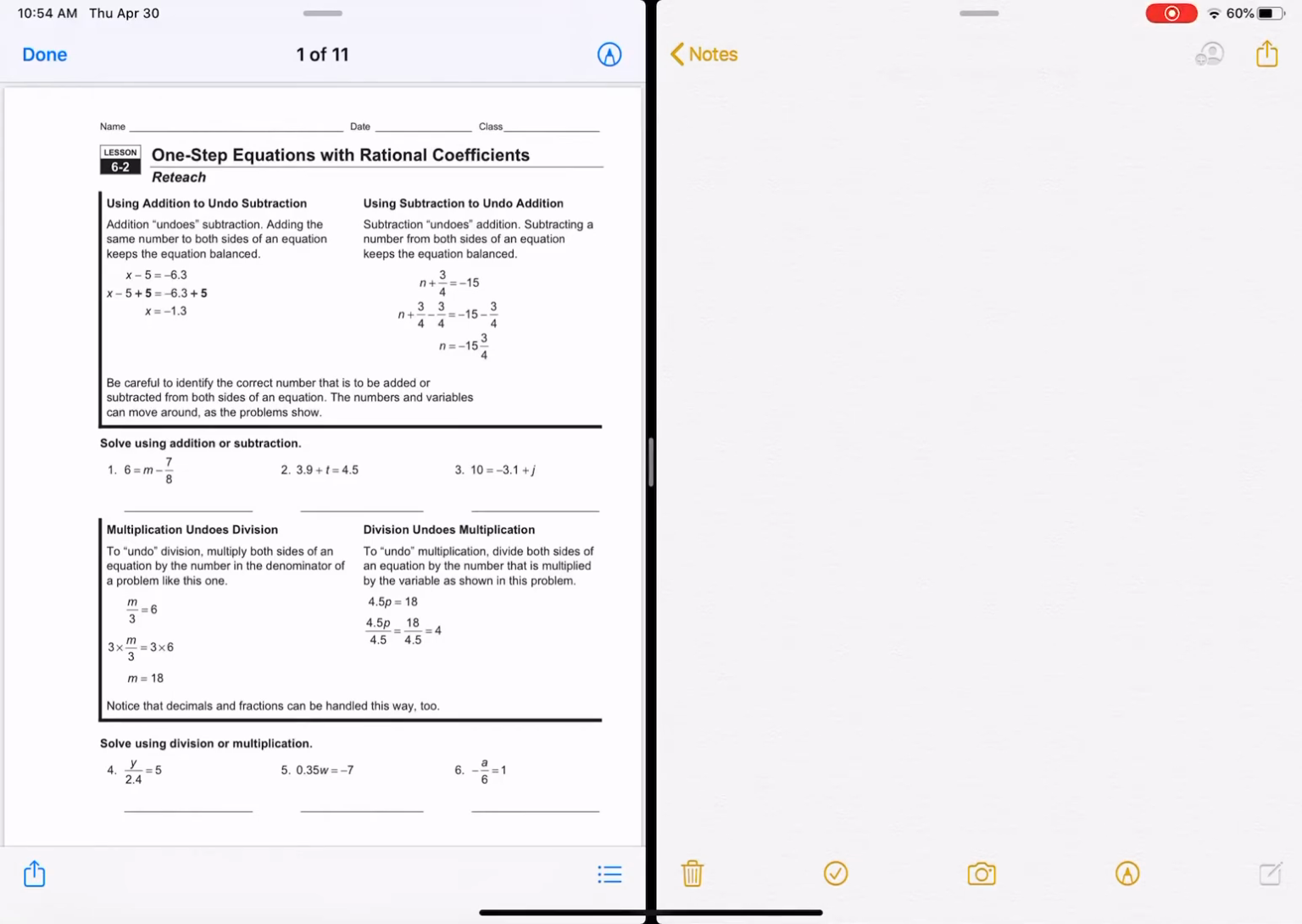This is for 7th grade. This is one of the worksheets from your days 7 through 9 on one-step equations. I am going to do the reteach worksheet with you, which is page 129.